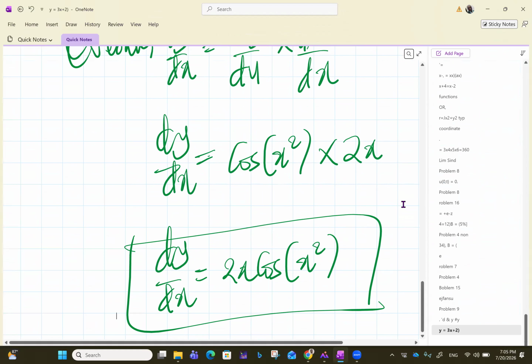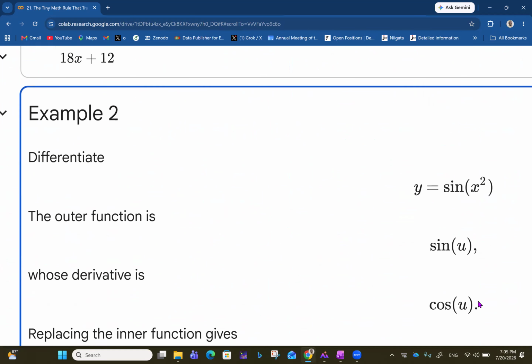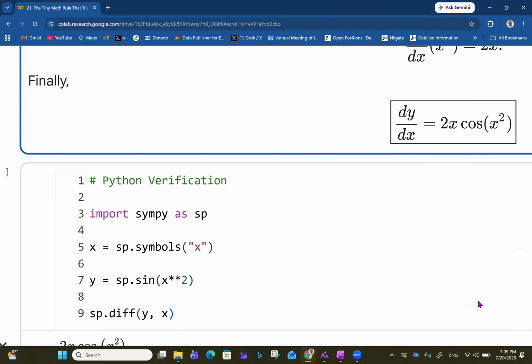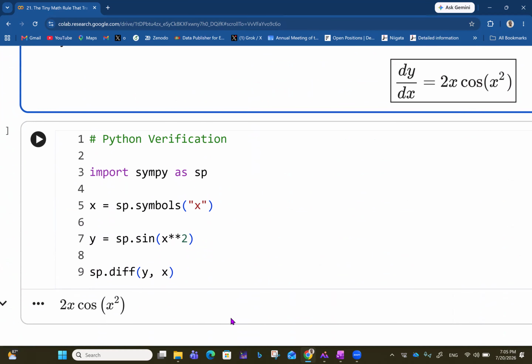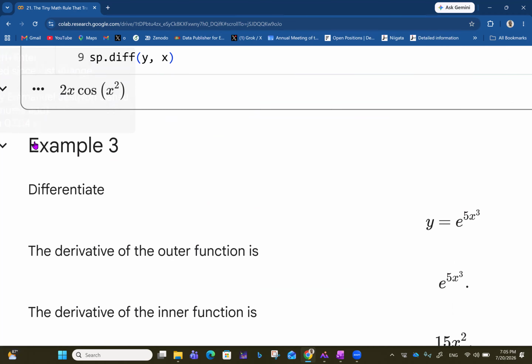So that's a more systematic way to go about it. So you have 2x cos x squared. Again, you can use SymPy. So the symbol is x. Differentiate y, which is sine x squared, with respect to x, and you get 2x cos x squared, like that.